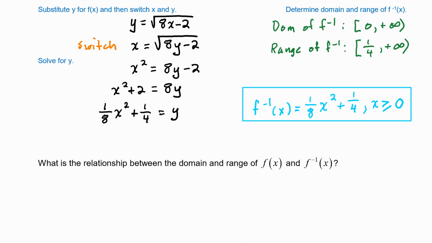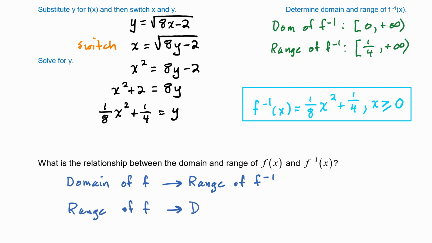So now we can answer this question: what is the relationship between the domain and range of f of x and f inverse of x? We notice that the domain of f turns into the range of f inverse, and the range of f turns into the domain of f inverse. And this will happen every time with inverse functions.